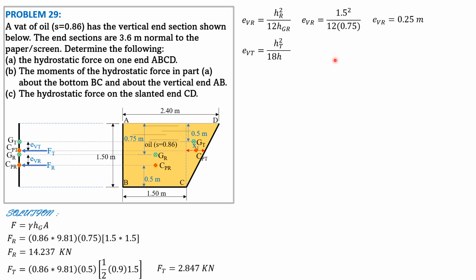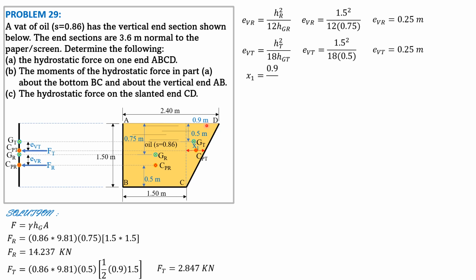So EVT is HT squared over 18 HGT. HT is also 1.5 squared over 18, and HGT is 0.5 meter. So the result is also 0.25 meter. So 0.5 plus 0.25 is 0.75. Therefore, that 0.75 is half of 1.5. So because CPT is exactly half of the overall height of the triangle, x1 is also half of this length, which is 0.9.